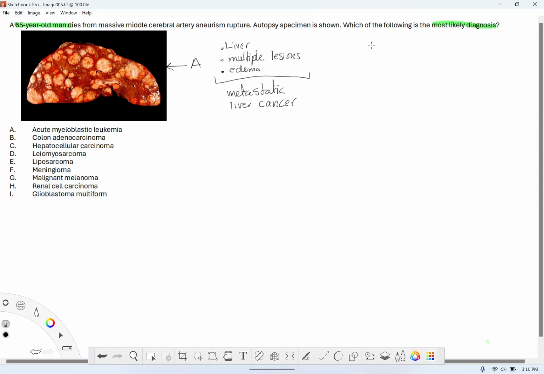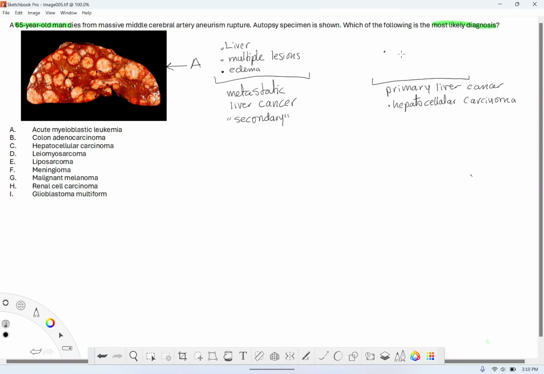Now the question is, is this a primary liver cancer or metastatic, secondary liver cancer? Secondary means coming from somewhere else. Metastatic, coming from somewhere else. What do we expect in a primary liver cancer? So we can compare them. Primary liver cancer would be like hepatocellular carcinoma, right? You want to compare it to these two right away in our head.